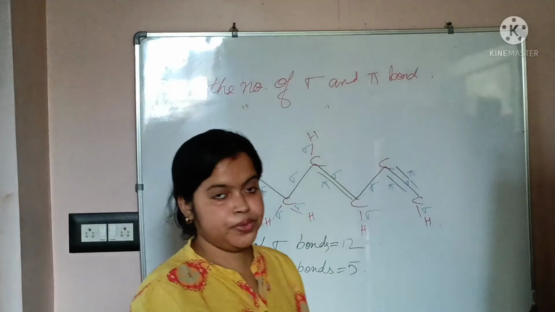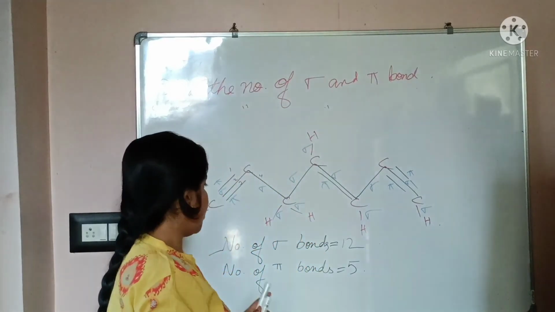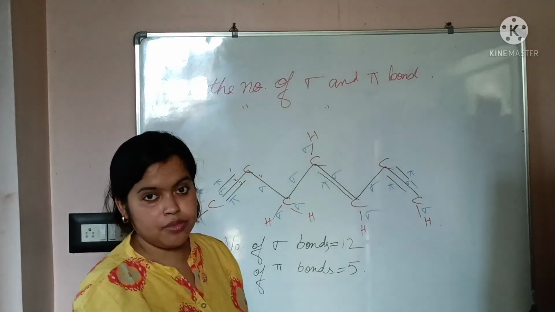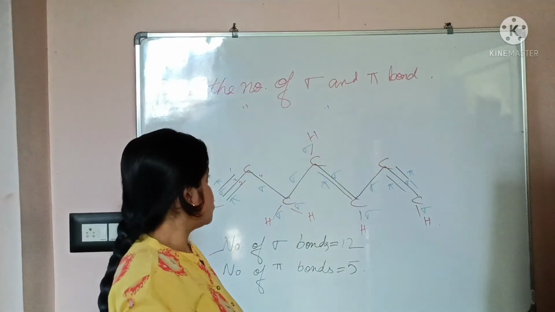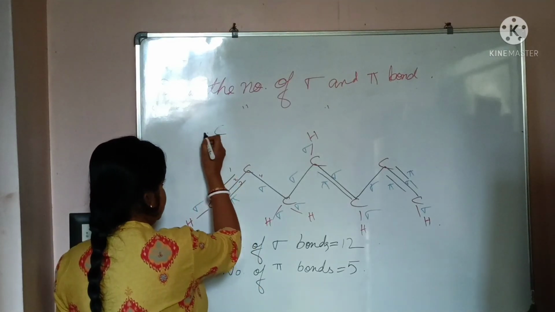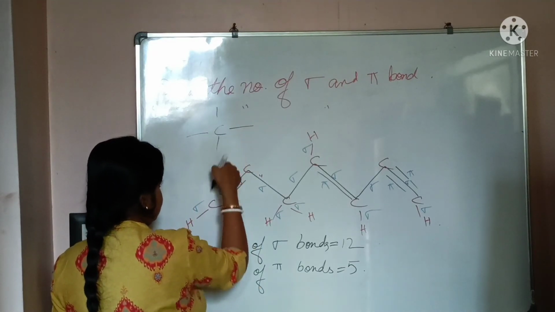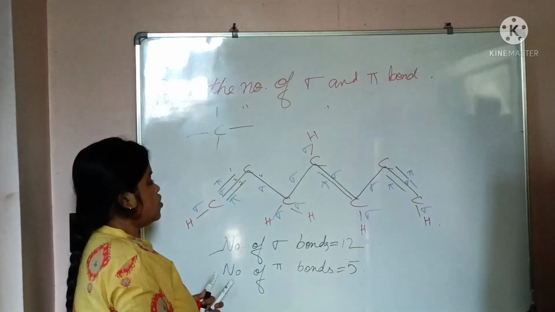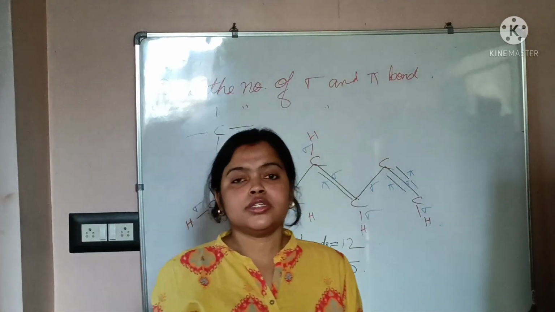So I hope you have understood this particular structure and the number of sigma bonds and pi bonds, how they are formed. So you need to remember the tetravalency of carbon, isn't it? So I hope you have understood this class.